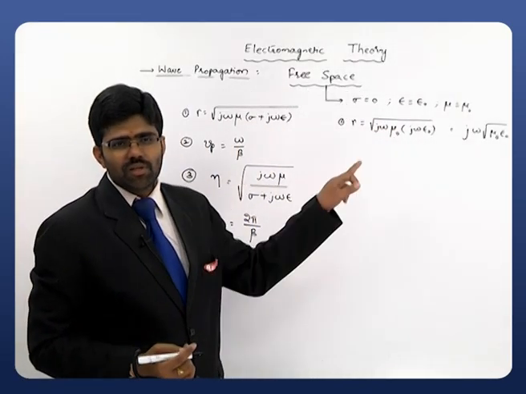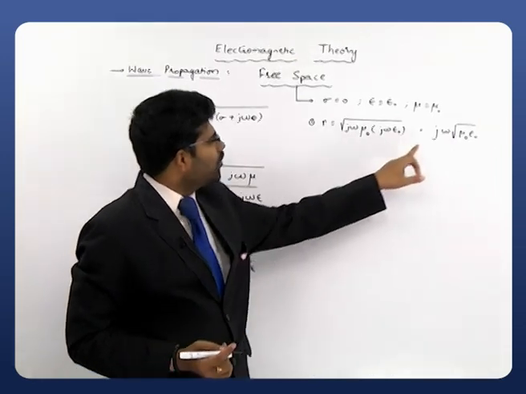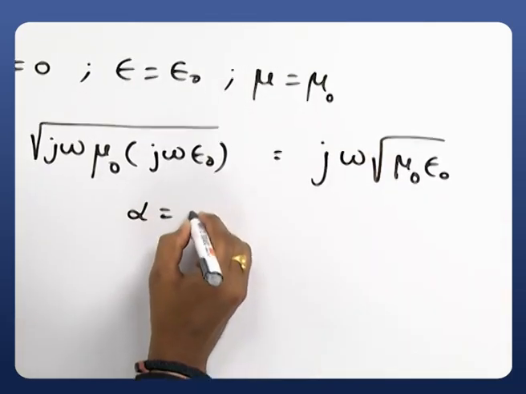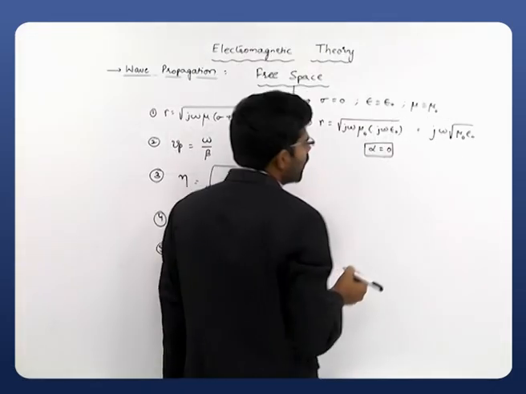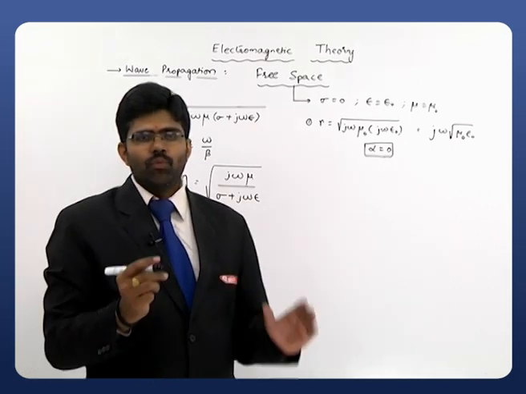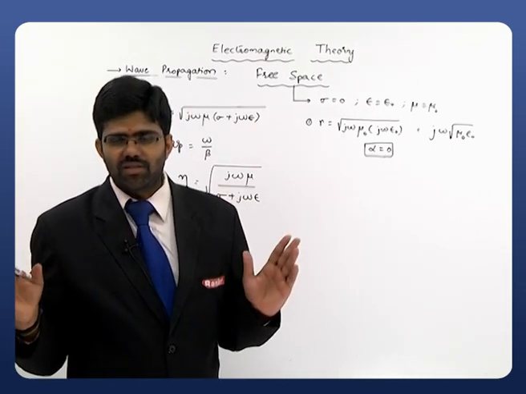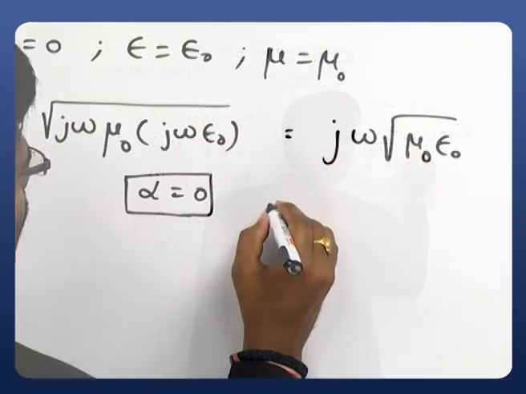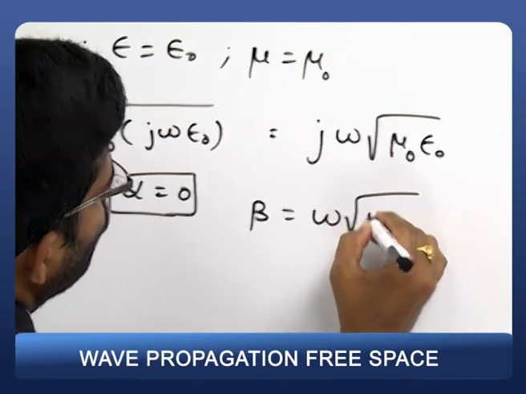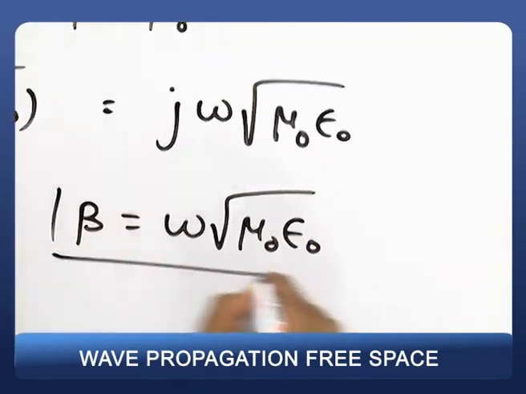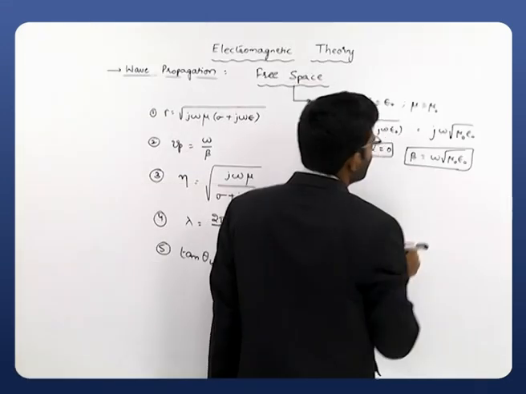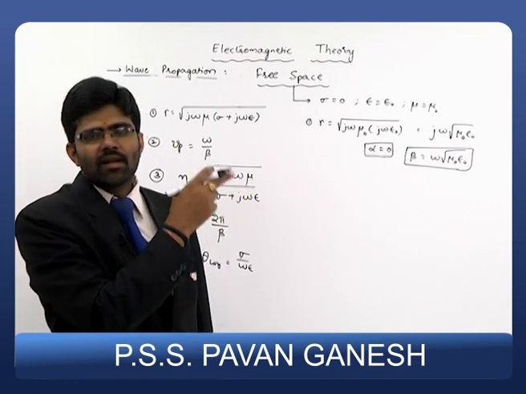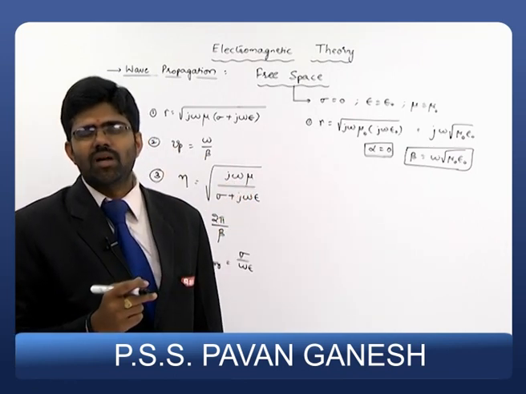So clearly observe that particular quantity. That quantity is only imaginary, there is no real term in it. Therefore we can write alpha is equal to 0. Since there is no real term, alpha equals 0. In an ideal condition, the wave will go for an infinite distance without attenuation in free space. Remember that point. And what is beta? Beta is equal to omega root mu naught epsilon naught. Here mu naught and epsilon naught both are constants. So if you substitute mu naught and epsilon naught and calculate that particular term, it is equal to 1 by c. That is nothing but the velocity of light.